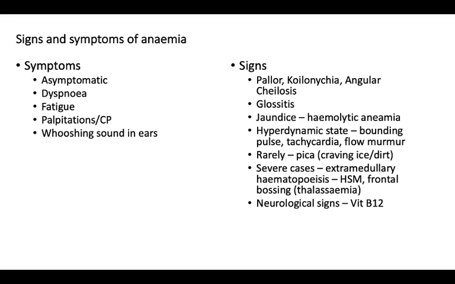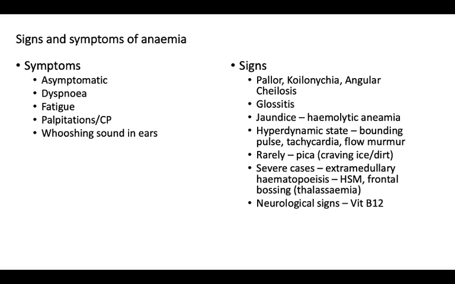If someone has a hemolytic anemia, then this can cause jaundice, so a pre-hepatic jaundice, and because there is a hyperdynamic state in more advanced anemias, you might get signs such as a bounding pulse, tachycardia, or a flow murmur.